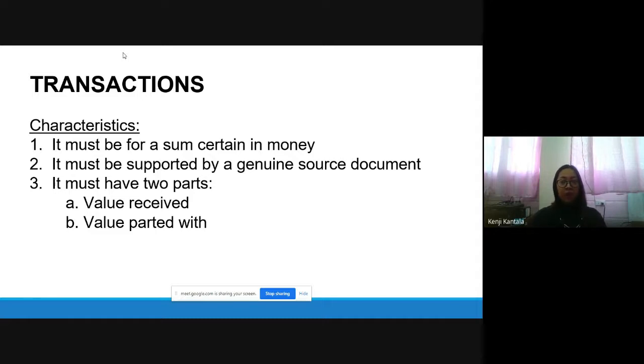It can be barter through barter system. So halimbawa, nag-deliver sila ng inventory sa'yo and then ang binigay mo is another part of your inventory. So that is possible. There is still value interchange. So may natanggap ka na inventory with a certain value and then may binigay ka rin na inventory na kapalit with a certain value as well. So it is not necessarily involving cash. Any questions so far?